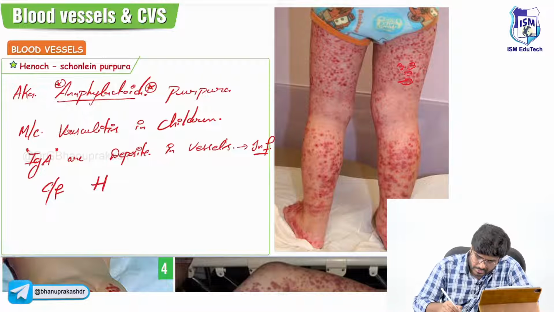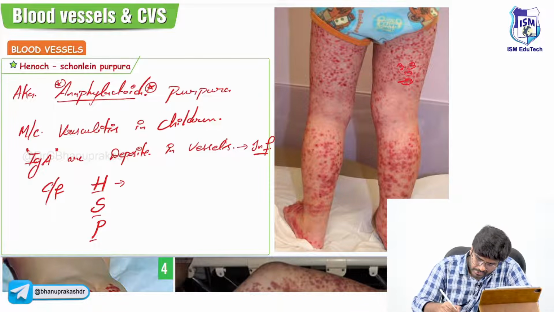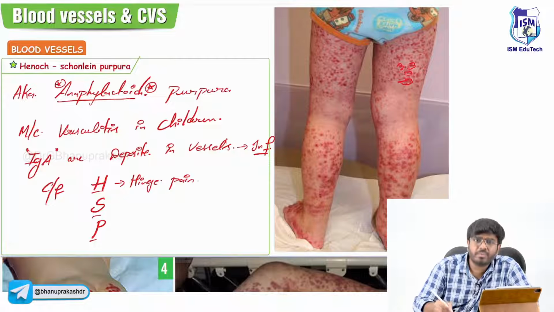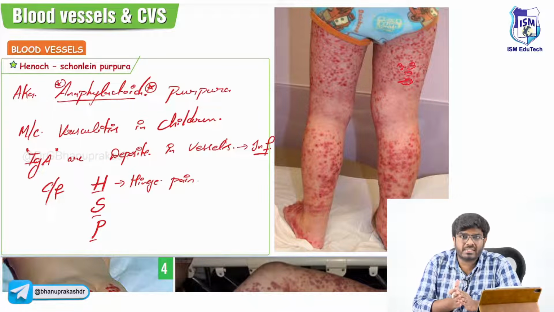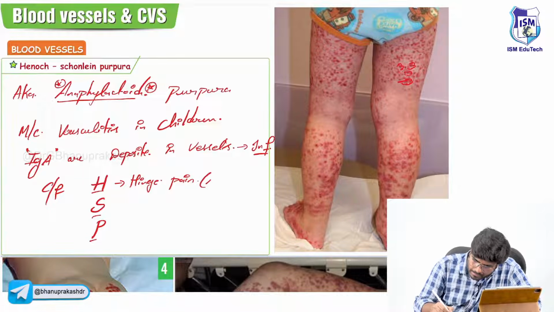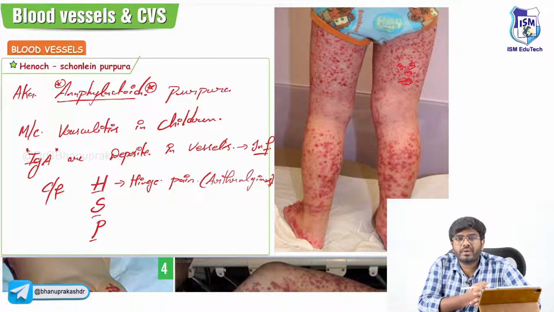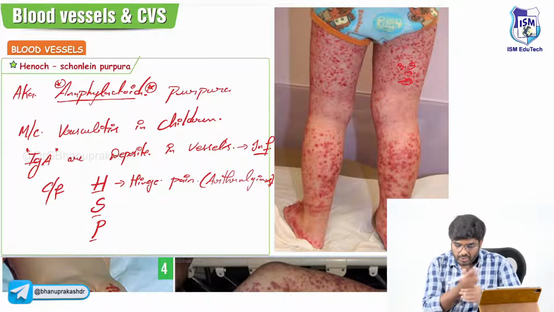I used to remember it with a mnemonic, HSP. H is for hematuria. Then there is hinge pain. What is this hinge pain? Hinge means joints, a hinge joint, a type of synovial joint. So that is arthralgias, pain in the joints.